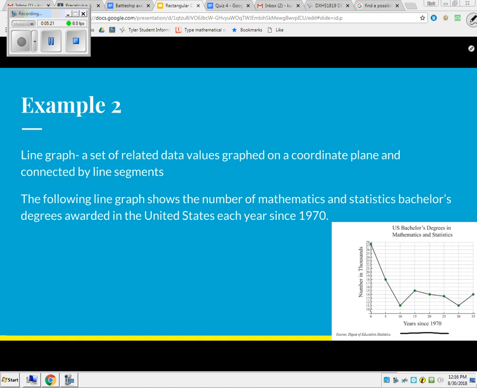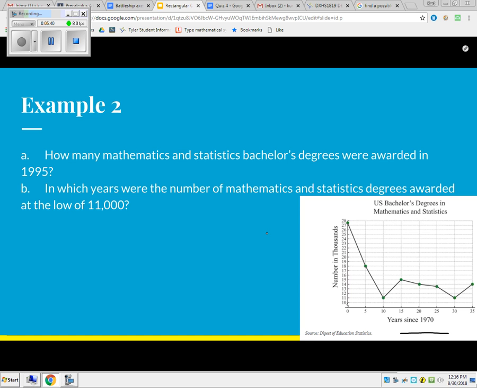Okay? And so the y-coordinates represent how many math and statistics degrees were given out in that year. Now these are in thousands, so my answers need to reflect that on these examples. So part A asks how many mathematics and statistics bachelor's degrees were awarded in 1995. So first thing I need to think about was 1995. How many years after 1970 was that? Well, that would be my 25th year.